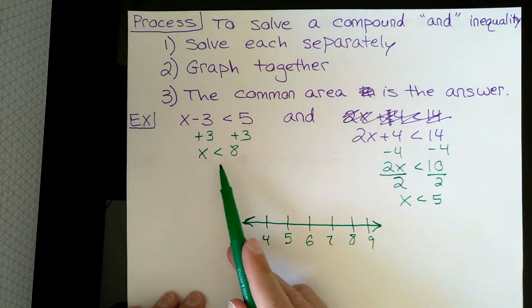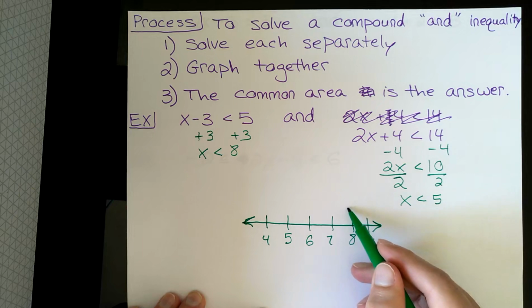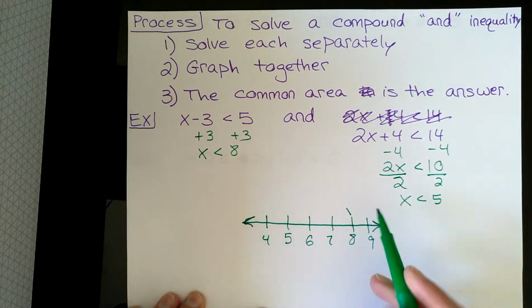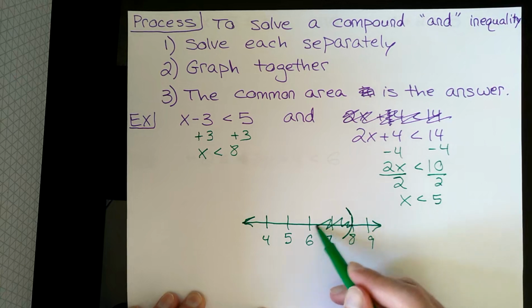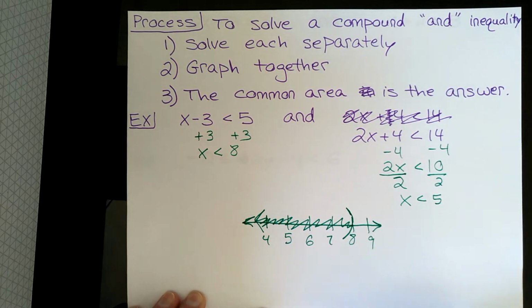To graph x is less than 8, we need a parenthesis because there isn't an equal sign. At 8, and it's less than 8, so it's going to the left. The parenthesis is opening to the left, and we'll shade. And we put our second arrow.